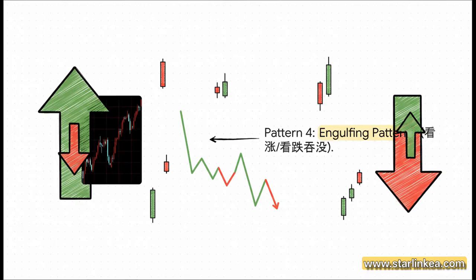Now for a real classic. This is one of the most well-known reversal patterns, the engulfing pattern. It comes in 2 flavors, bullish and bearish, and it can be an incredibly powerful signal that the market is about to make a sharp turn.